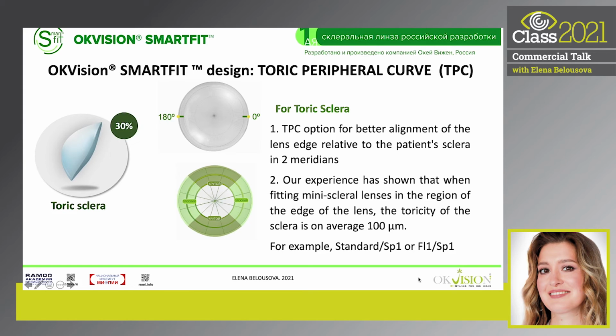And if we work with patients with toric sclera, very often we choose the toric peripheral curves option for better alignment of the lens edge relative to the patient's sclera in 2 meridians. Our experience has shown that when we fit midi-scleral lenses, in the region of the edge of the lens the toricity of the sclera is on average 100 microns. And we can choose, for example, one of the TPC design options: standard in 1 meridian and step 1 in another meridian, or flat 1 in 1 meridian and step 1 in another meridian. And it leads finally to better centration of the haptic zone.